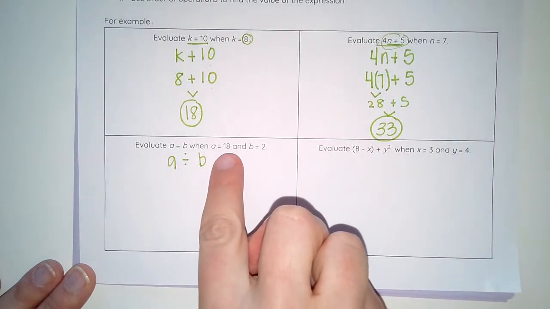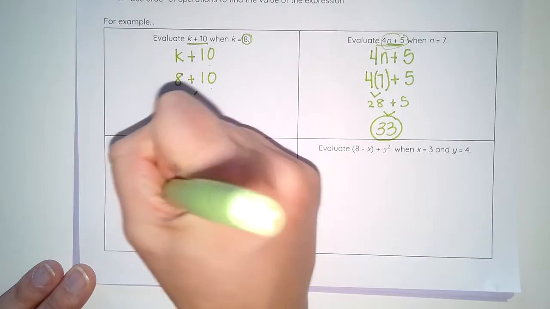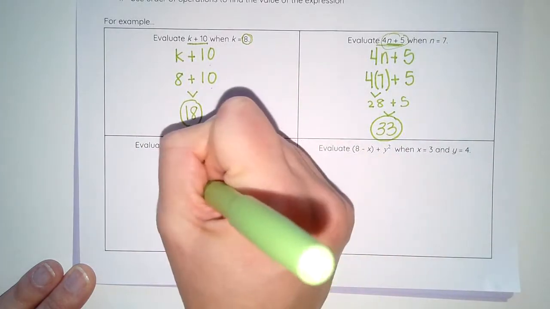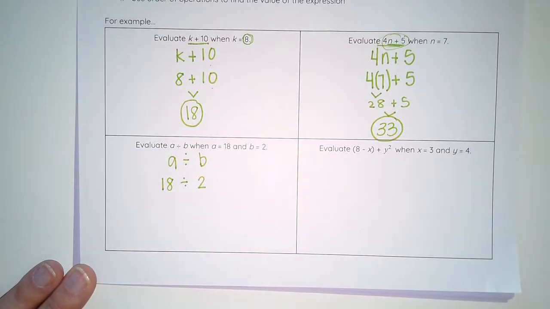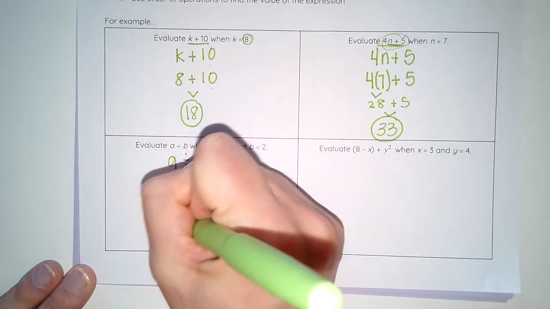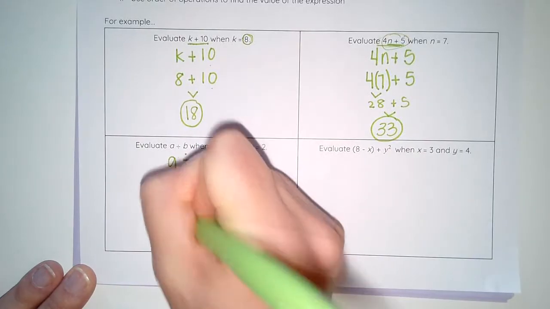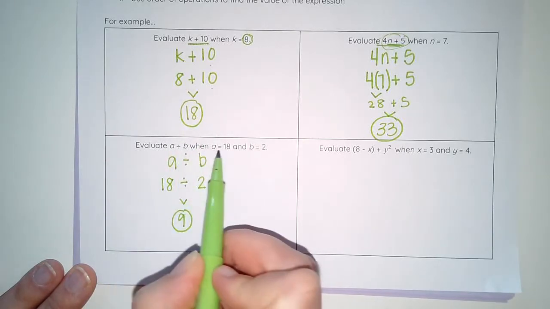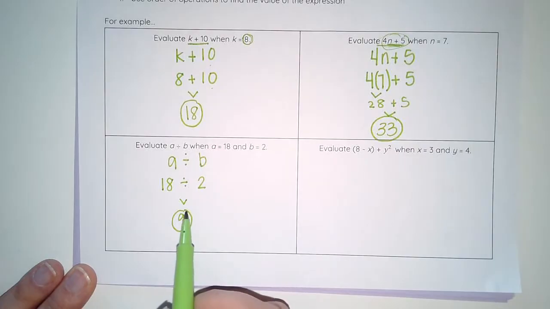Now, step 2 is to substitute in. A equals 18 divided by b, which is 2. Now, I use my order of operations. 18 divided by 2 is 9. Again, a divided by b, when a equals 18 and b equals 2, our value of the expression is 9.